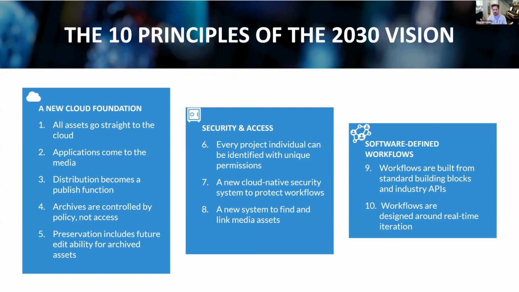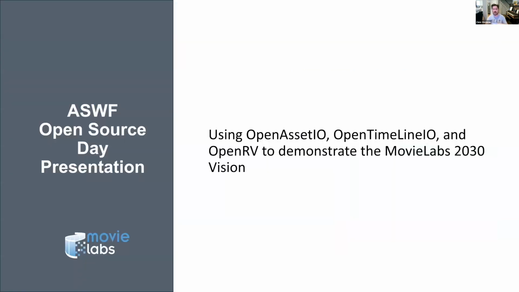Number 9 is super key for this presentation as well: workflows are built upon standard building blocks and industry APIs. So we wanted to build out some sample workflows with the industry building blocks provided by ASWF, so that we could illustrate whether we can move some of this information around in open formats. And then number 10, when we get to OpenRV, is that we want this to be a real-time function. We're towards the end of the call, and we want to make sure that we leave a good amount of time for questions.